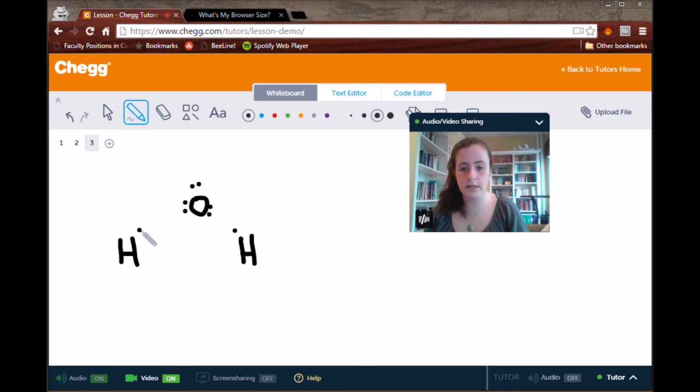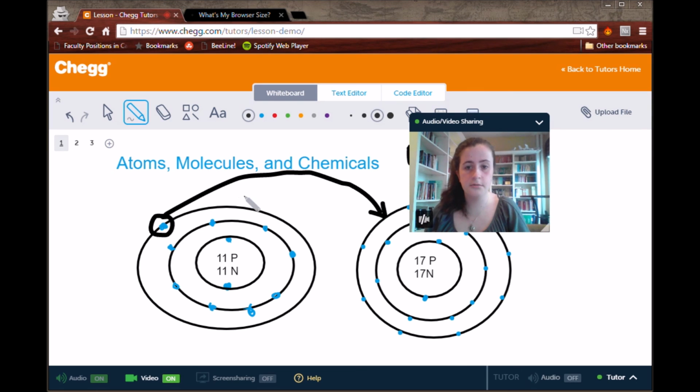The reason I drew it this way is because these 2 are going to share those 2 electrons and share these 2 electrons. So through that sharing, this hydrogen has 2, this other hydrogen has 2, and this oxygen has 1, 2, 3, 4, 5, 6, 7, 8 electrons. So everything fills their shell. So this is how you get molecules. What molecules are is just a combination of 2 or more atoms together. And that's essentially what chemicals are too. Anything that's a chemical is also a molecule.